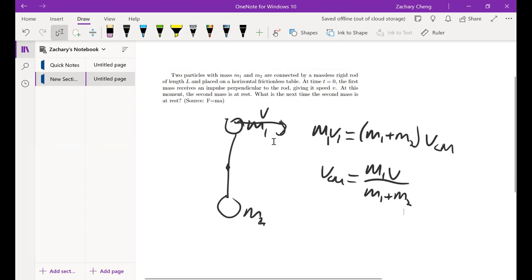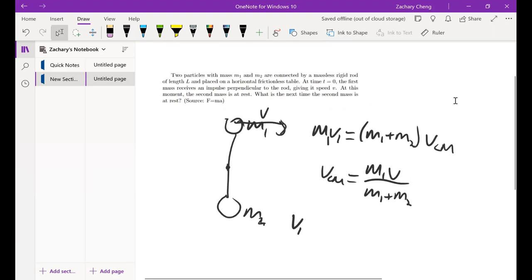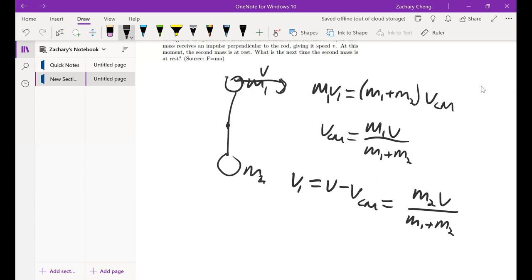Okay, so the center of mass is moving, but the impulse to m1 also causes this rod to rotate. So let's see. Okay, so in the center of mass frame, let's call v1 the velocity of m1 in the center of mass frame. So v1 is just equal to v minus vcm, which is of course equal to m2 v over m1 plus m2.